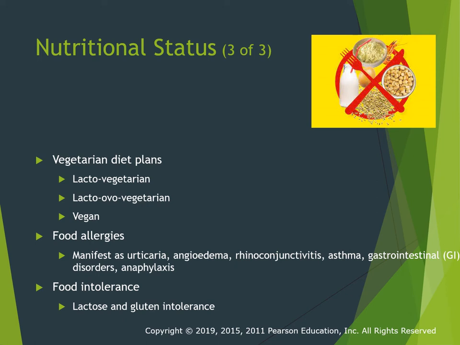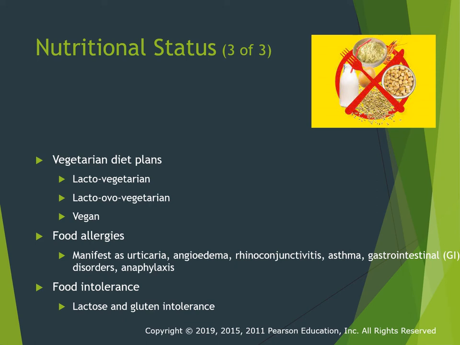So you have the lacto vegetarian diet. This is where they eat milk, cheese, dairy foods, but avoid meat, fish, poultry, and eggs. The lacto-ovo vegetarian diet includes eggs, and the vegan eats only foods of plant origin. Some plans will allow for the inclusion of fish.